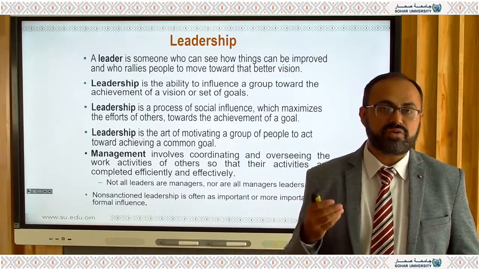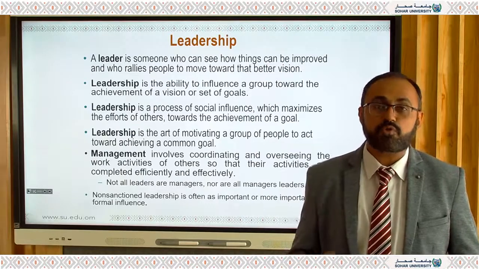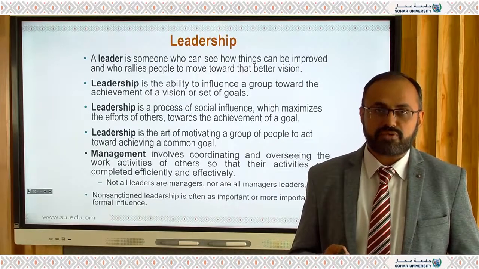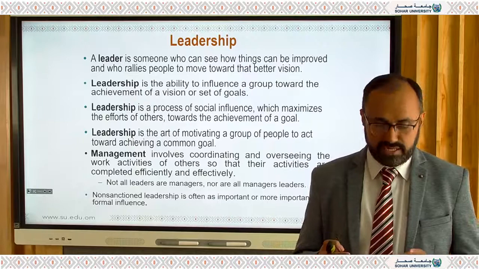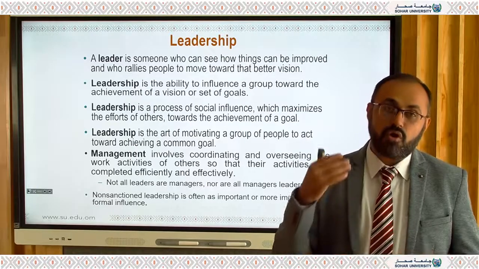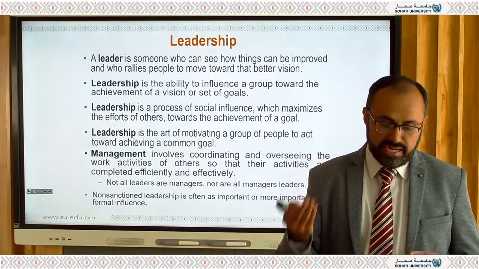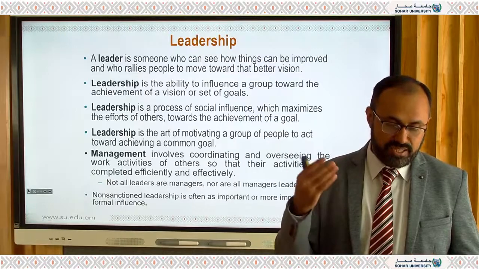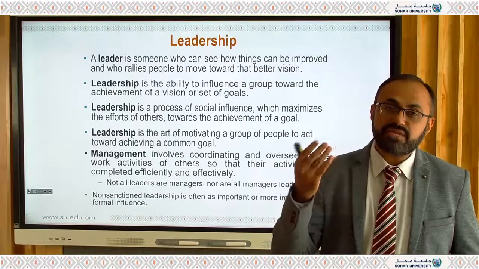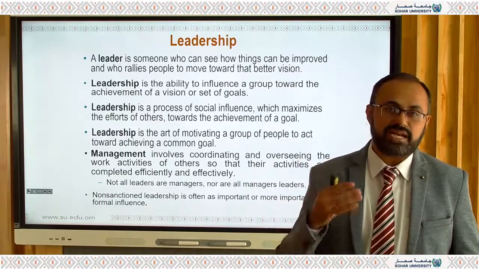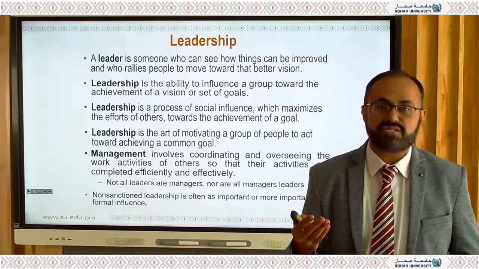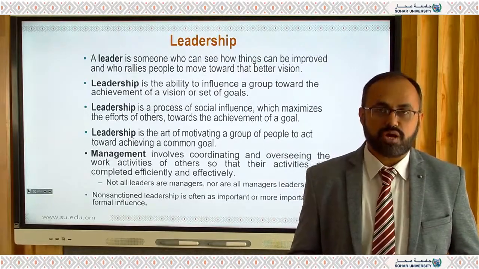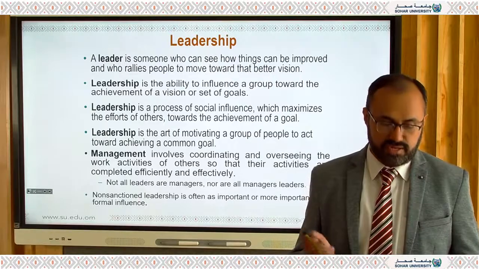But here you will try to differentiate the role of a manager. You are leading from the front, but at the same time you are the manager. So management involves coordinating and overseeing the activities of others to achieve the organizational goals efficiently and effectively. And we have been studying this definition from the first week, so I hope we will discuss this further in our lecture.